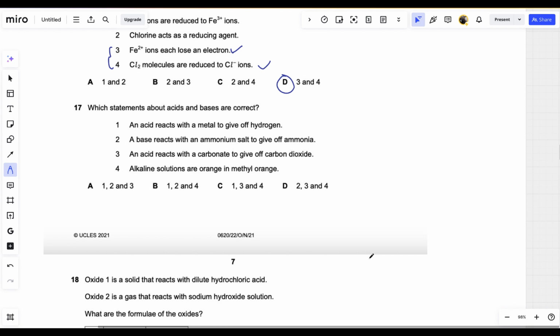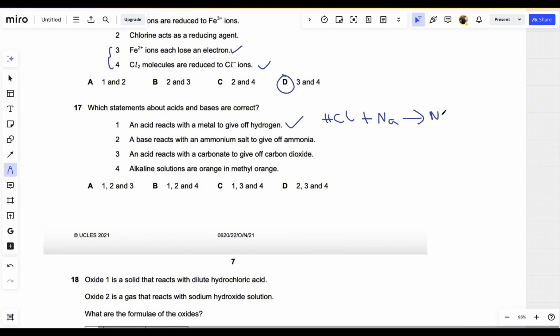Question number 17. Which statements about acid and base are correct? You know, acids are proton donors and bases are proton acceptors. Let's say an acid reacts with a metal to give off hydrogen. Yes, that's true, right? When acid reacts with metal, say hydrochloric acid, now you can write the equation. Hydrochloric acid reacts with sodium. You can just use equations to test any statement they make. To become what? Sodium chloride plus hydrogen gas.